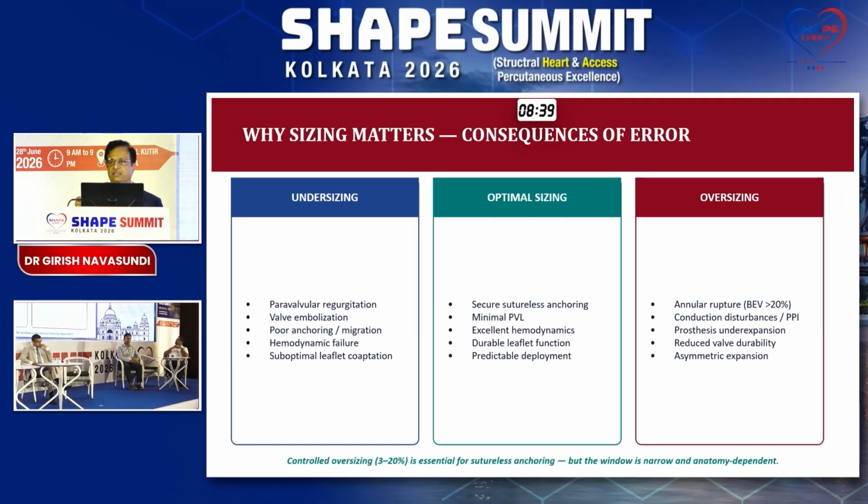Why sizing matters and the consequences of errors in sizing. If you undersize, there's paravalvular regurgitation, valve embolization, poor anchoring and migration, it may move up and down, hemodynamic failure, and suboptimal leaflet coaptation, which may cause HALT.